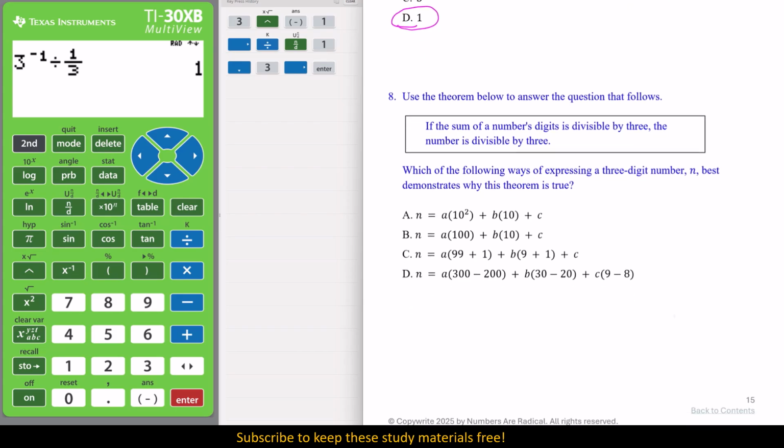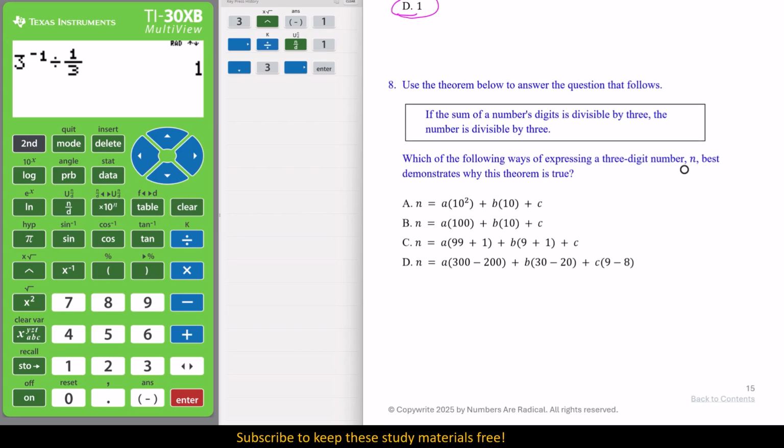Okay, let's look at number 8. Use the theorem below to answer the question that follows. If the sum of a number's digits is divisible by 3, the number is divisible by 3. Which of the following ways of expressing a 3-digit number n, and that's important, we're talking about a 3-digit number, best demonstrates why this theorem is true. Now look at A, B, C, and D.